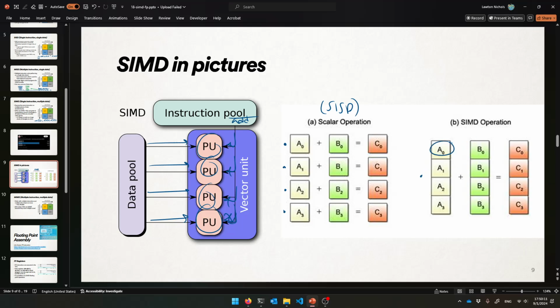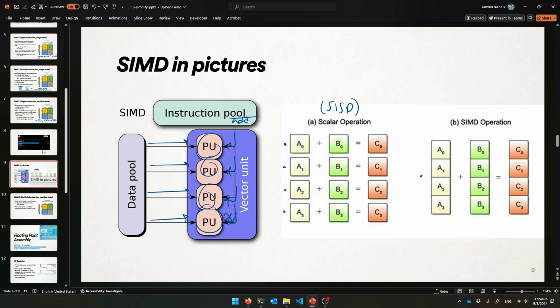Take A0 and B0, add it into C0. Take A1 and B1, add it into C1. Take A2, B2, add it into C2, and so on. So do that all at once in one huge chunk, in one clock cycle, essentially. Do all that, please. Okay. So that's what SIMD is all about.